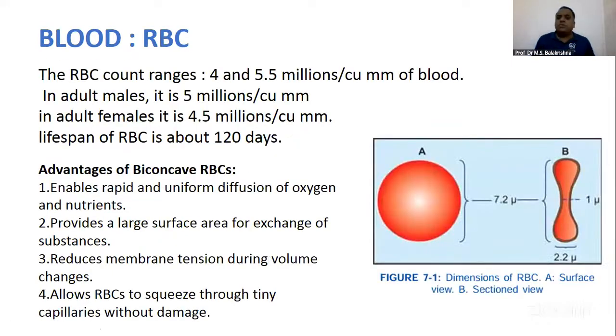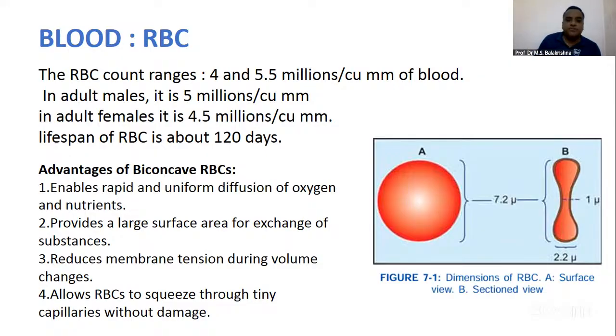As you know, your RBC count is 4 to 5.5 millions per cubic millimeter of blood, and in females it is a little less, 4.5 millions per cubic millimeter of blood. And the lifespan of the RBC is just 120 days. So that is equivalent to 4 months. So within 4 months, the blood cells will shed off.